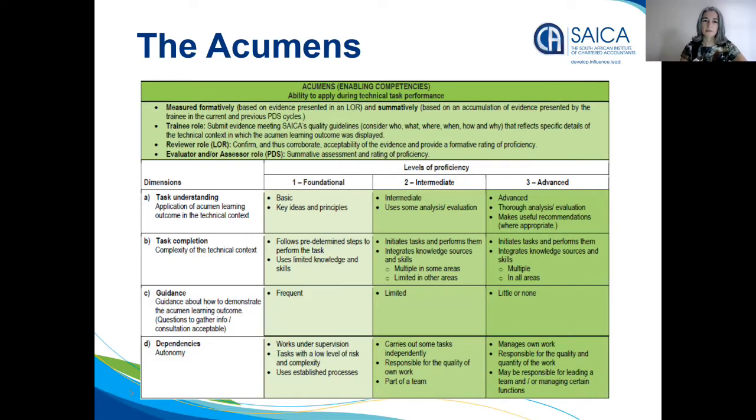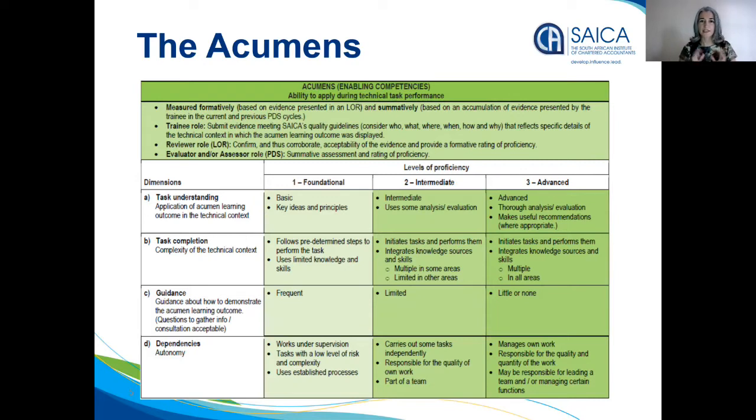The reviewer's role: they need to be able to corroborate the evidence to say, yes, the trainee actually did this, and then also to provide them with a rating of proficiency. And then the evaluator and the assessor use the cumulative evidence built up from the learning outcome reviews and the cumulative ratings provided from the learning outcome reviews as the basis for the summative assessment.